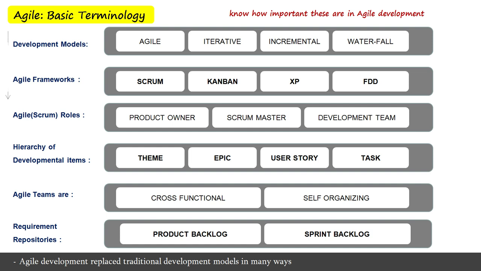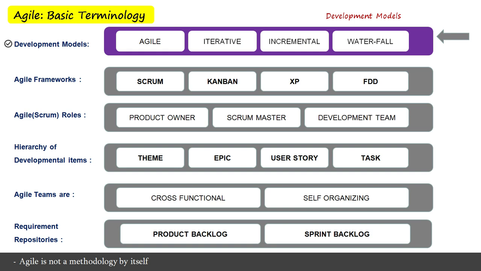Here, if you notice, what is on the left side is the category or broader base these terms fall into. These are development models, Agile frameworks, Agile or Scrum roles, the hierarchy of development items, Agile teams, and finally the requirement repositories. Under each category are the related terms that fall under it. First of all, let's look into the development models.